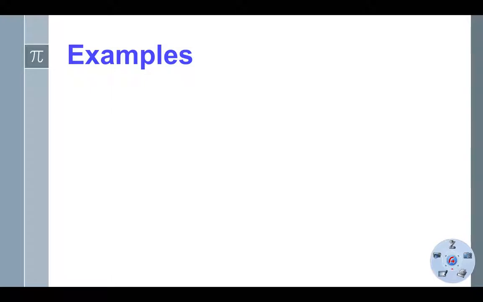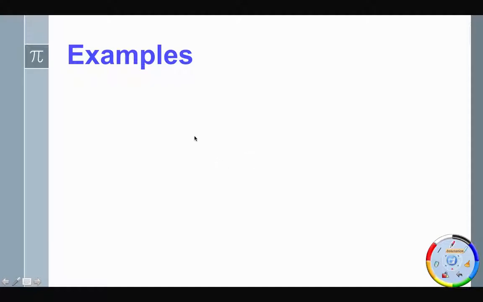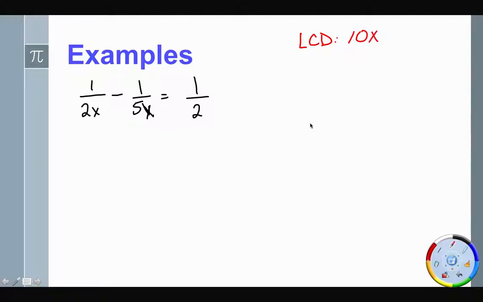So let's take a look at a couple examples using this particular method. We won't use as many examples as the last time, but we're going to look at 1 over 2x minus 1 over 5x is equal to 1 over 2. Now, if we looked at the LCD, I can't change a 2 into a 5 or a 5 into a 2, which means I have to multiply them together to get a 10. And these two have x's on them, so I need an x over here. So we're going to say the LCD is 10x, or essentially 2 times 5 times x.